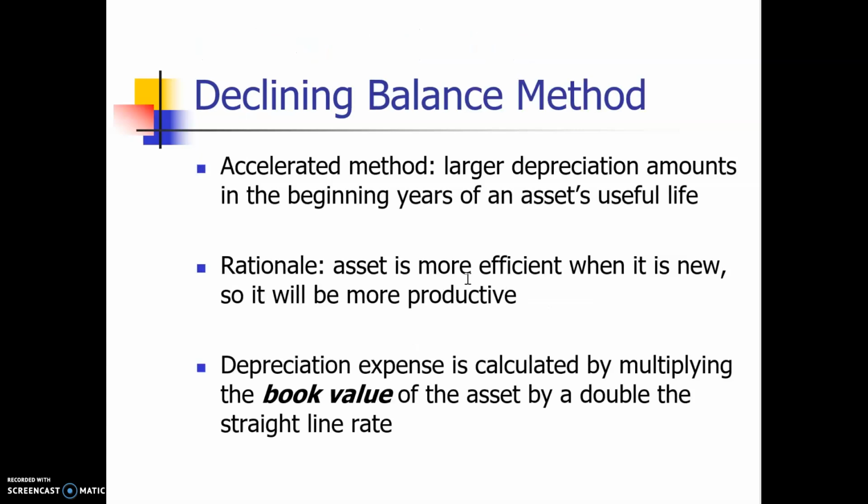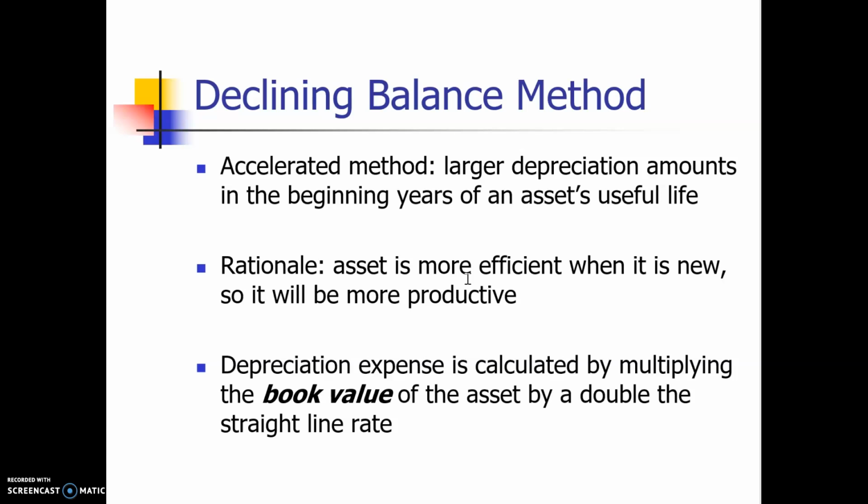Our third method of depreciation is the declining balance method, and this is an accelerated method. We're going to take larger depreciation amounts in the beginning of an asset's useful life and then smaller amounts towards the end. That's why it's considered an accelerated method. The rationale for taking more depreciation in the beginning of the useful life is that when the asset's new, it's going to be the most productive.